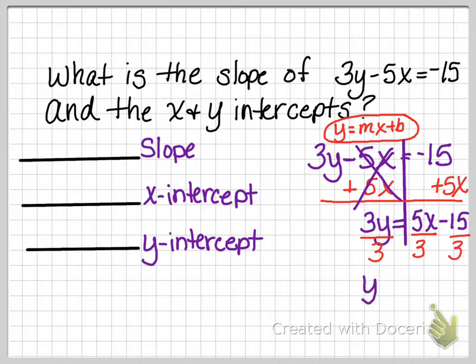So y is going to equal 5 over 3x. I can't do anything with that, so I'm just going to leave it as 5/3. I'm not going to change it into a decimal. Negative 15 divided by 3 will be negative 5.